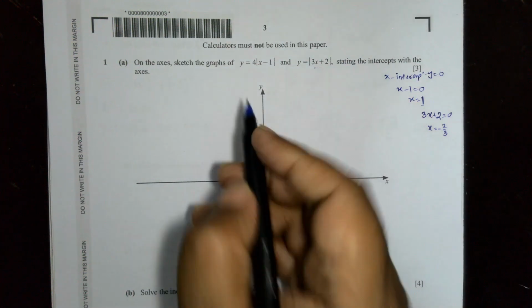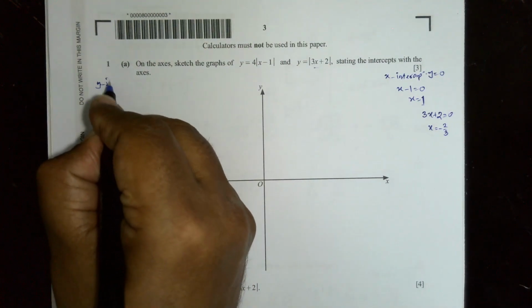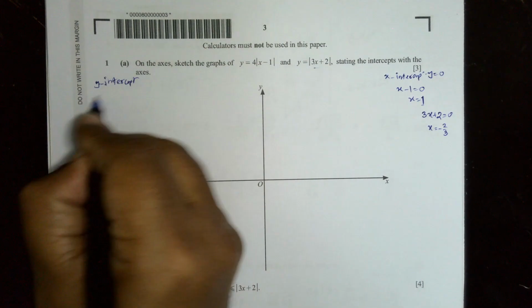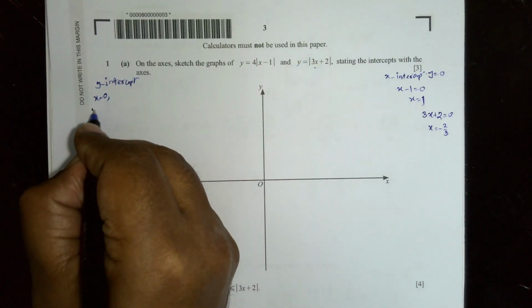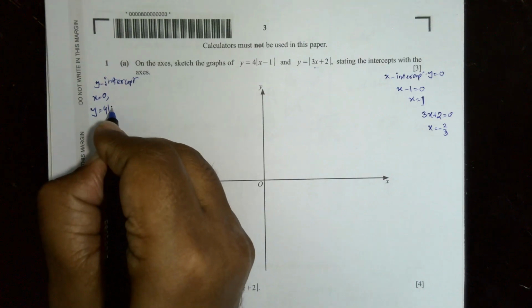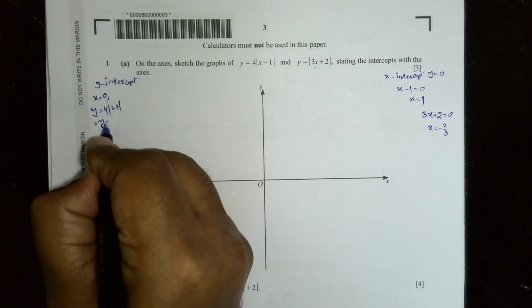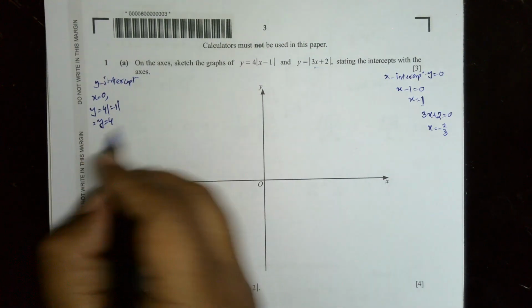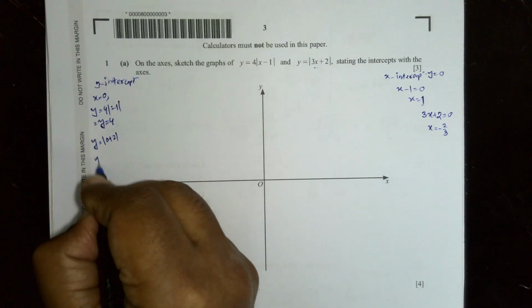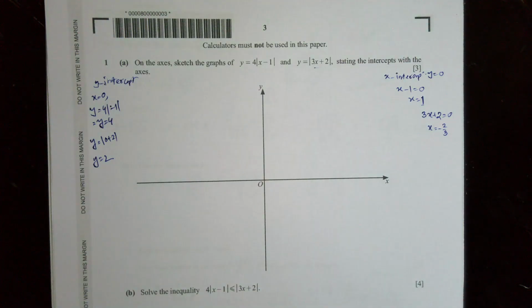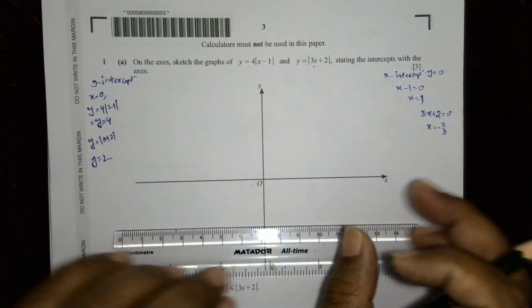And for y-intercept, where x equals 0, I get y equals 4 times modulus of 0 minus 1, which is y equals 4, and the other one is y equals 0 plus 2, hence y equals 2. Since this is a sketch, let me bring my pencil. Please wait. So now I have brought my pencil.